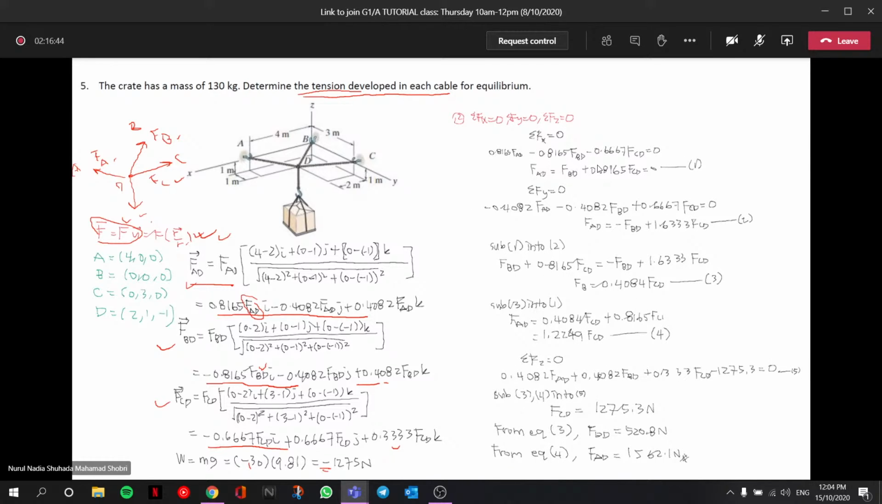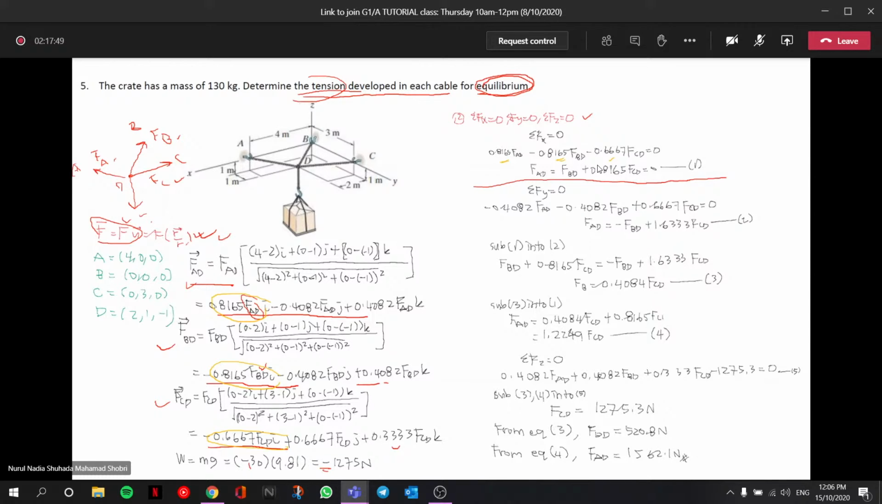Since this is for equilibrium, to find the unknown forces, the tensions here, you can use this assumption: sum Fx equal to 0, sum Fy equal to 0, sum Fz equal to 0. So we settle the first part here, sum Fx equal to 0. The values here, here, and here, you take from the equations, the ones with the i vector. This is where all these values come from.